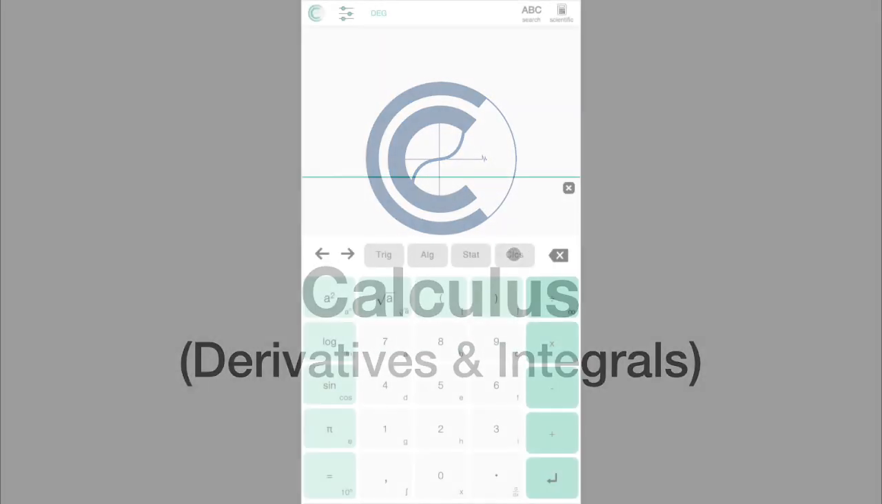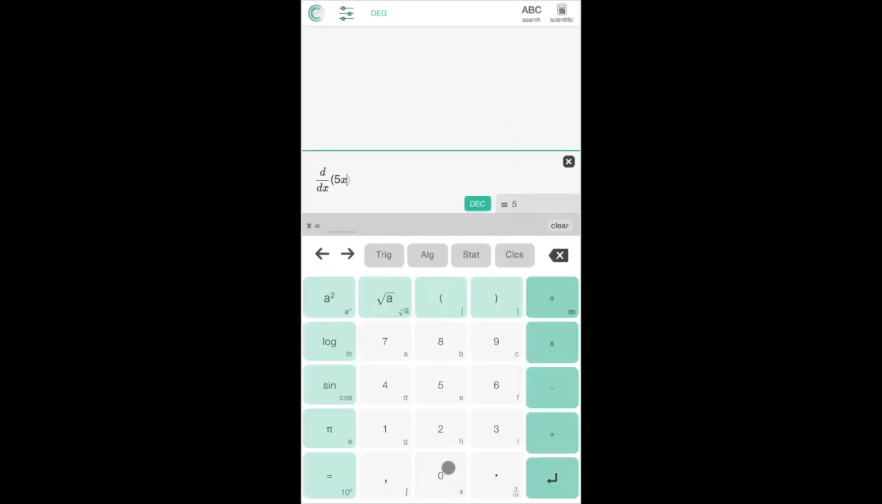Let's start off with a derivative. We'll take d by dx of 5x squared plus 3x. As we can see, leaving the x equals field blank will give us a symbolic answer to our derivative. If we fill in this field, we'll instead get a numeric answer, which corresponds to the slope of the tangent line. So, for example, filling in 0.3 will give us the slope of the tangent line at x equals 0.3.